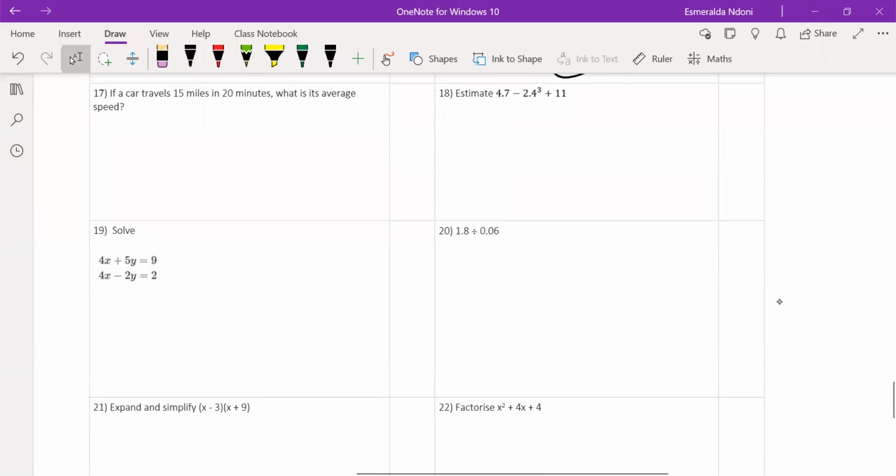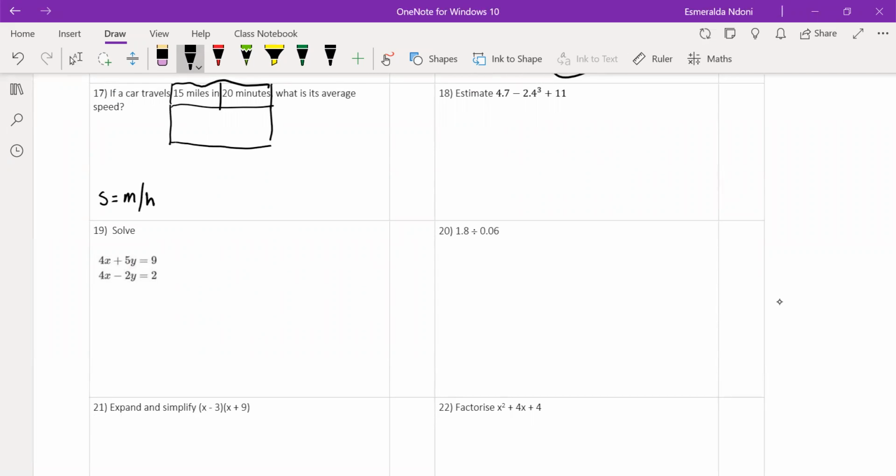Question 17. We have a speed, distance, time question. So we know that we have to do a box method. So 15 miles and minutes. So that is my first box. It's asking us for an average speed. So speed is the miles per hour. We're going to work with minutes first because we cannot work with two different units. So we have to go into 60 minutes because we said last lesson 1 hour has 60 minutes.